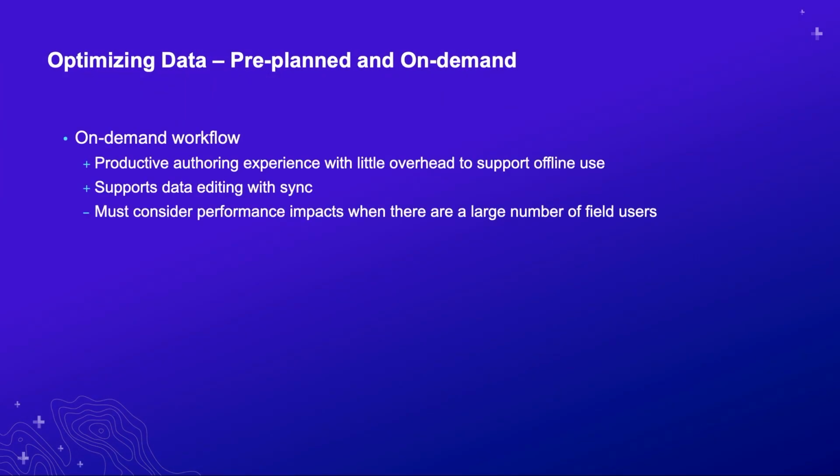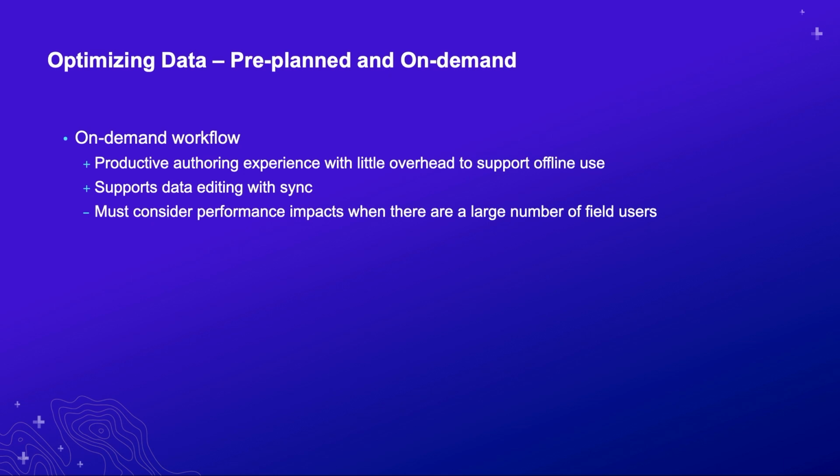Perhaps one of the biggest optimizations that you can make is thinking about pre-planned or on-demand workflows. With the on-demand workflow, it's a productive authoring experience. You have little overhead to support offline use. You literally just have to create your online map, go into its properties and enable offline support. And that's about it. The data editing is supported using the synchronization framework.